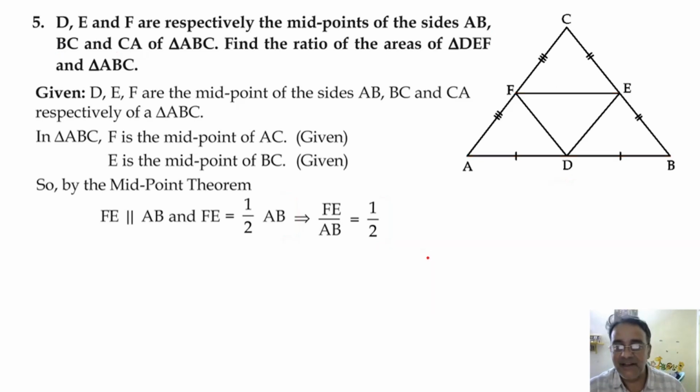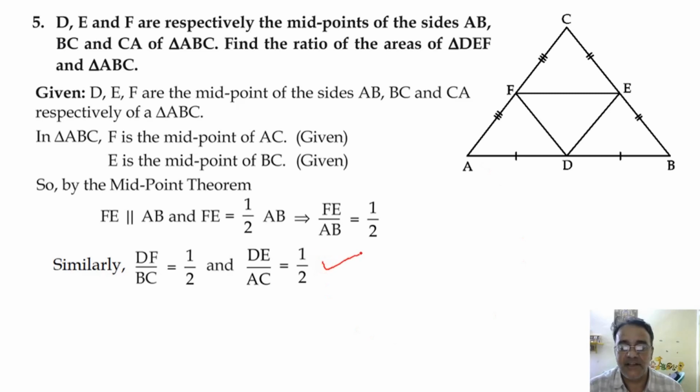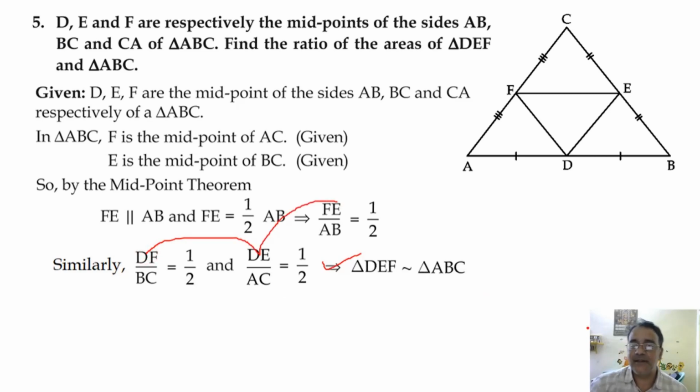Now similarly, DE upon BC is 1 by 2, and DF upon AC is also 1 by 2. Is this step clear? Yes, sir. That means all these three ratios are equal. So these two triangles are similar. By which criteria? SSS similarity, because all the three corresponding sides are in proportion. The ratio of all the three corresponding sides are equal.